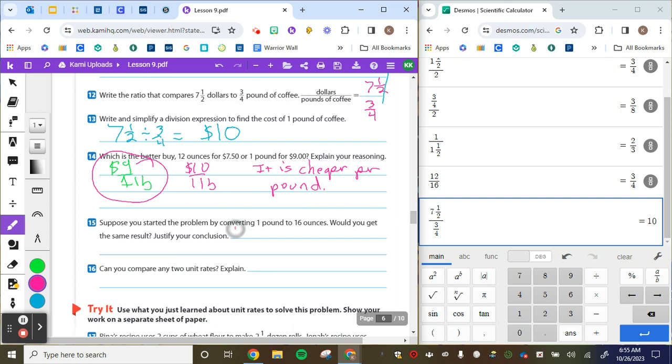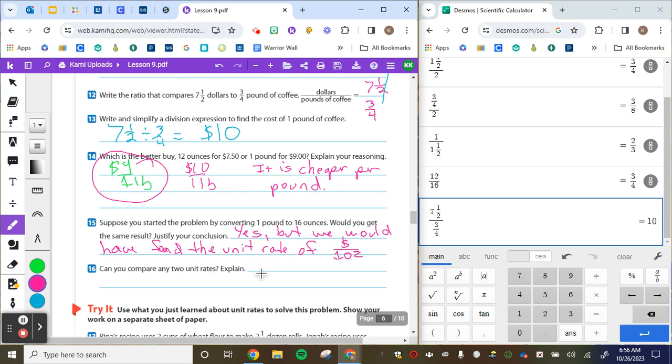So would you get the same result? Yes, but we would have found the unit rate of dollars per, that's a dollar sign, dollars per ounce. Let me make that prettier. So we would have found how much dollars it was for 1 ounce instead of how much dollars it was for 1 pound. But we still would have gotten that not the stuff that's on sale was the better deal, but the other one was the better deal.